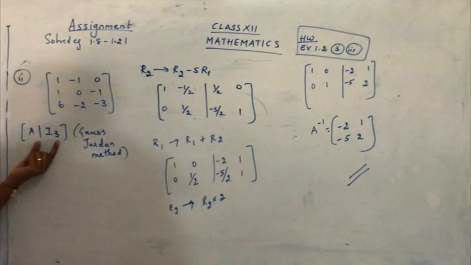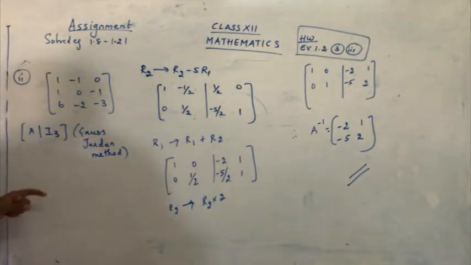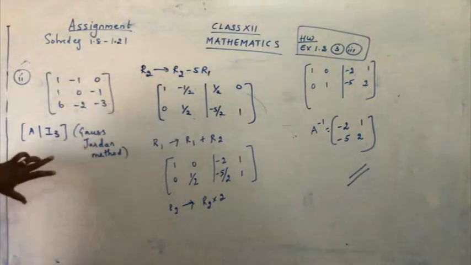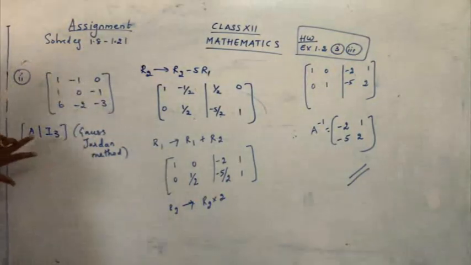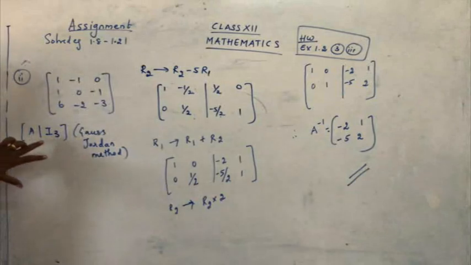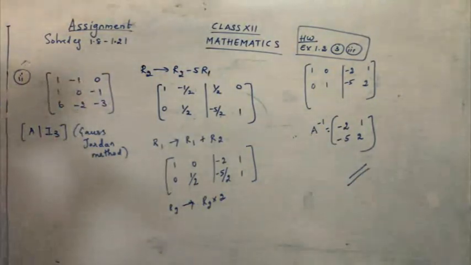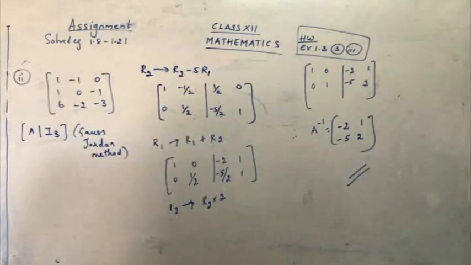A by I3. I am not using the formula method. Here it's mentioned that you are going to use the Gauss-Jordan method. So what is the way of presenting your Gauss-Jordan? You have to write the augmented matrix. How to write the augmented matrix? Write both the matrices together, that is A by I3. Okay, now let's continue.